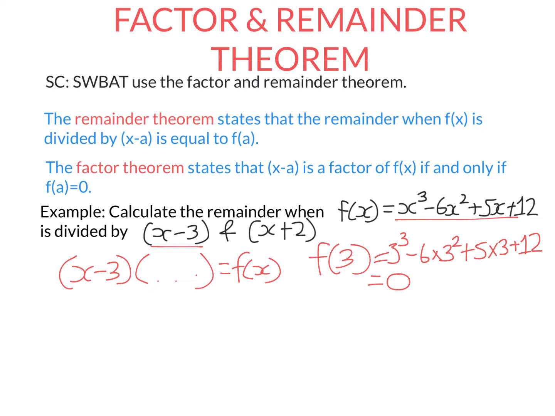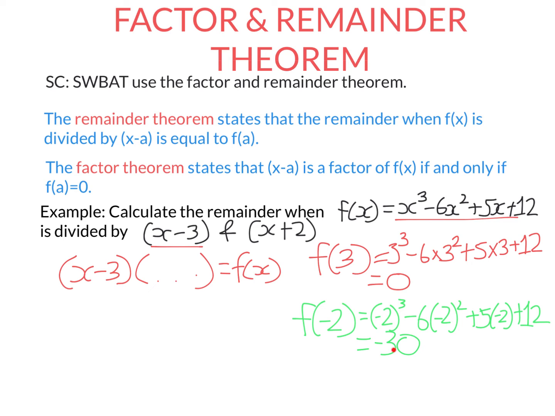Now let's calculate the remainder when f(x) is divided by x plus 2. So note you always insert the opposite. I'm not going to do f of 2, I'm going to do f of negative 2. So putting this in our calculator, we get negative 30. Because we didn't get 0 as our remainder, x plus 2 is not a factor of f(x).